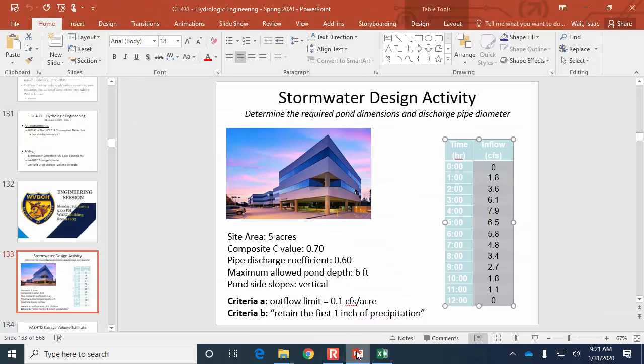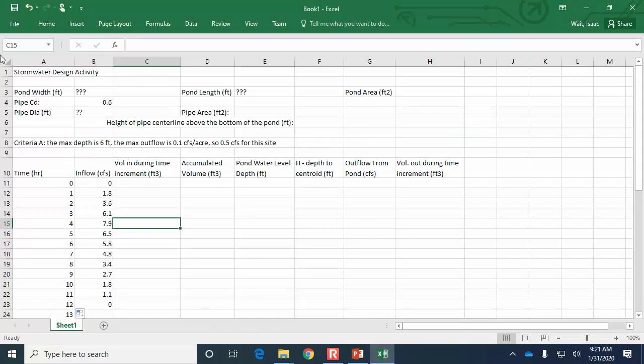So this is a design, and we don't know what the size of the pond is yet. You'll notice on the spreadsheet that I'm putting together here on the screen, for pond width and pond length, I don't have anything yet. I'm not sure how big this pond is going to need to be. Let's say, is it going to be 500 feet by 500 feet? Maybe. Let's just use that as a starting point, and if that's the starting point, then the cross-sectional area would be the length times the width.